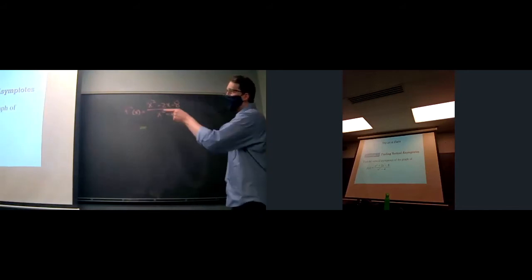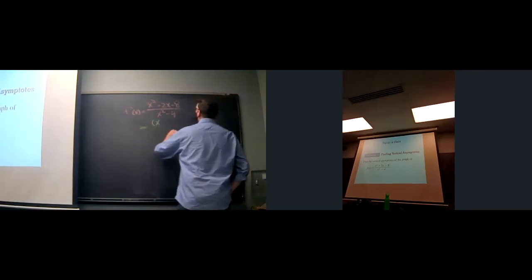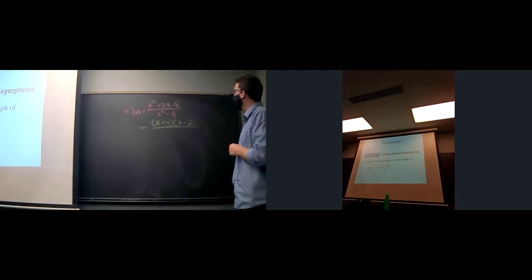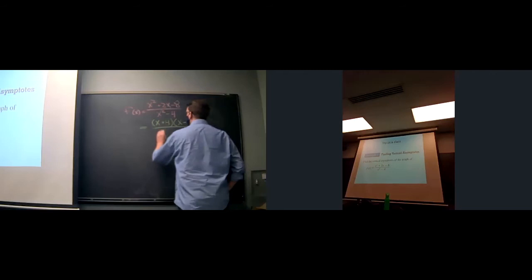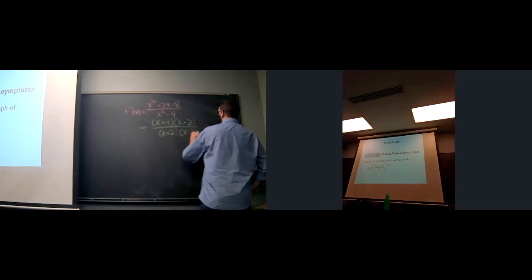The reason why these two things show up is because of what's happening under the hood. Let's factor x squared plus 2x minus 8. When we do, we get x plus 4, x minus 2. Now let's factor our denominator. This comes out to be x plus 2, x minus 2.